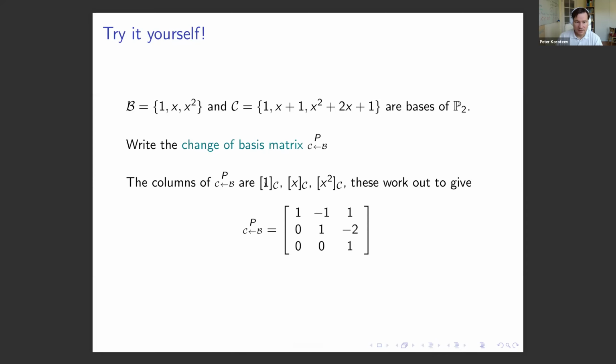So 1 is equal to 1, so just 1, 0, 0. And then to get x in terms of these coordinates, you need to subtract this 1 from here. So it's minus 1, 1, 0. And to get x squared, subtract 2x and 1. You can do it like this: x squared plus 2x plus 1, so you need to subtract twice this vector, which gives you x squared minus 1 and add 1. That's why it's 1, minus 2, 1.